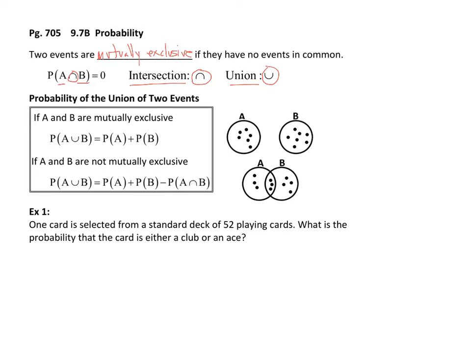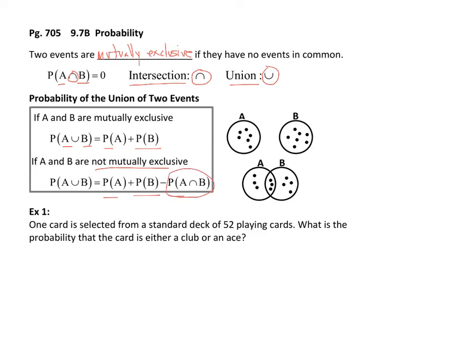So let me go below here, and this may clarify the idea. The probability of the union of two events. If A and B are mutually exclusive, meaning they don't share any events in common, then the probability of combining them both together is simply the sum of their probabilities. Now, if the events are not mutually exclusive, then the probability of the union of the two events is the sum of the probabilities of each minus the probability of the intersection of the events.